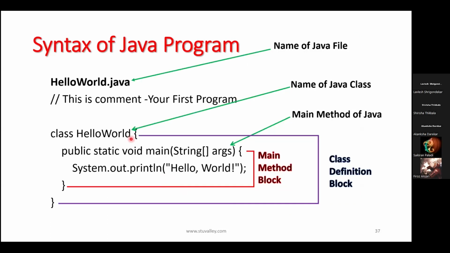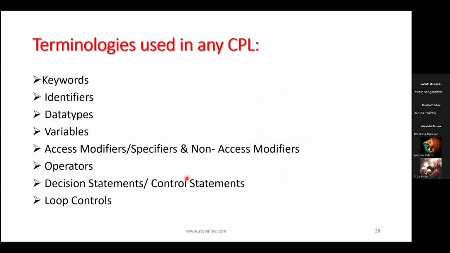Okay, we have already done this program, the Hello World program. This is the name of the Java file. It's a comment section, name of the Java class, public static void main method of Java, main method block, and class definition block. Everything we have seen clearly, and we have executed this also.